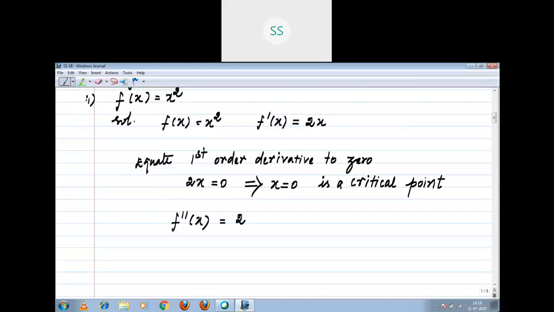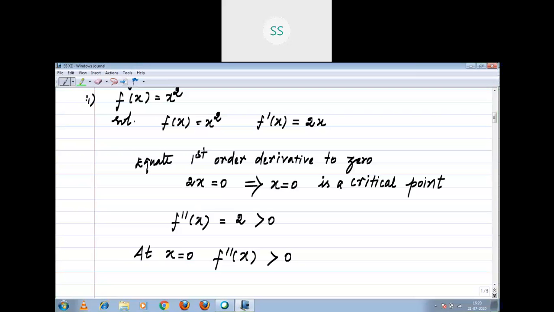Here your second order derivative is 2. There is no x. So at x is equal to 0, the second order derivative is greater than 0, right? How did I say the second order derivative is greater than 0? Because the second order derivative equal to 2. 2 is a positive number. That's why I said it is greater than 0. Here there is no x, you don't want to substitute. But the procedure is you substitute if x exists.